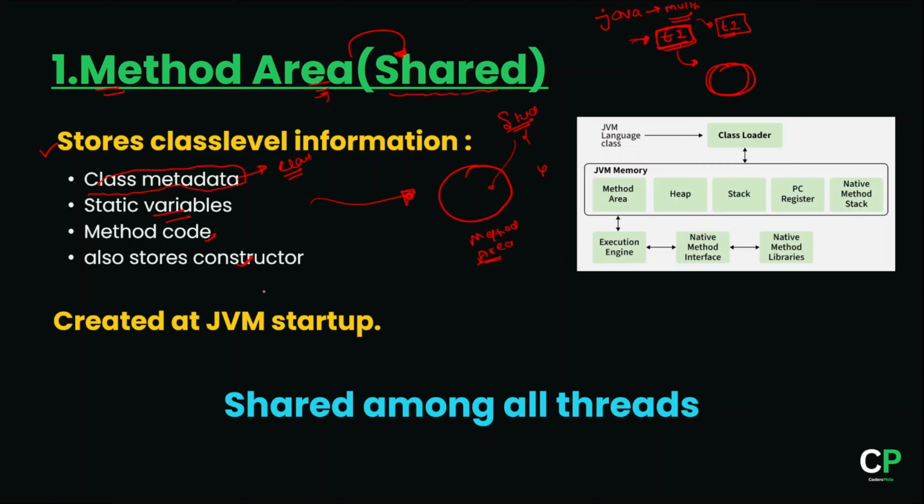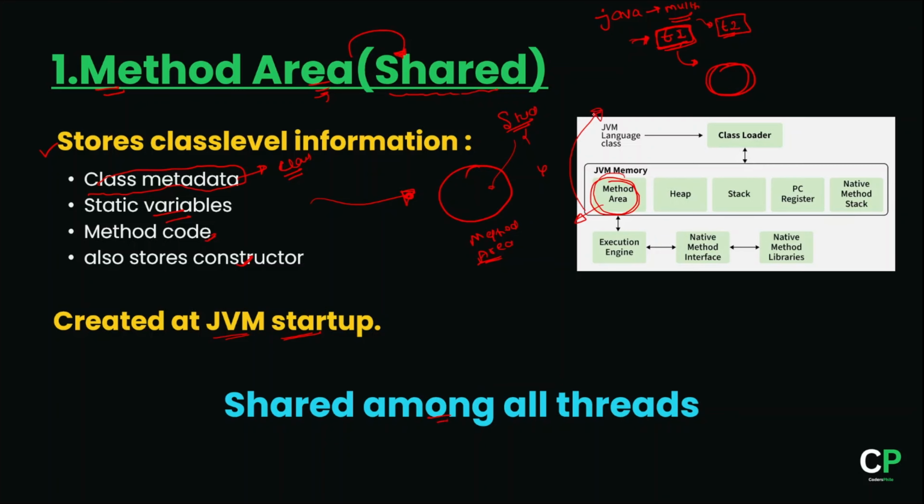And when is this memory created? This memory is created at JVM startup. So the method area stores the class metadata, methods, static variables, and also the constructor. And this method area is shared among all the threads.